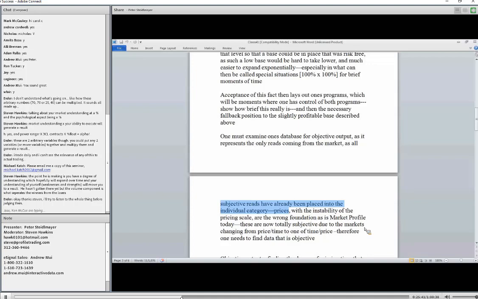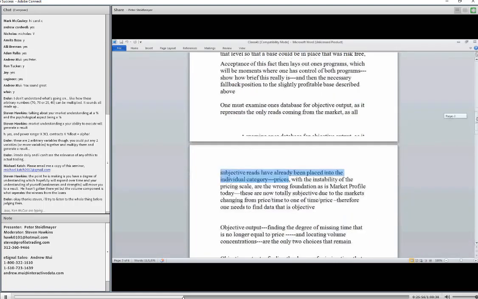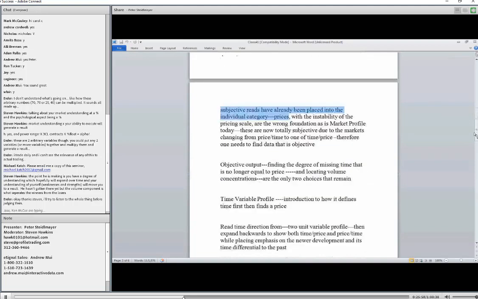So what I'm going to do is, we changed market profile in 1992 to what we call a time variable profile, and I offered it to the exchange and they didn't want it. So basically I've been working at it myself, and we're going to get into showing you what that does for you.